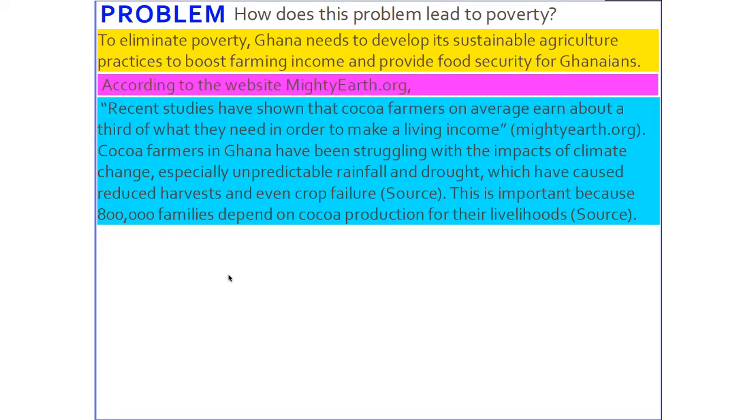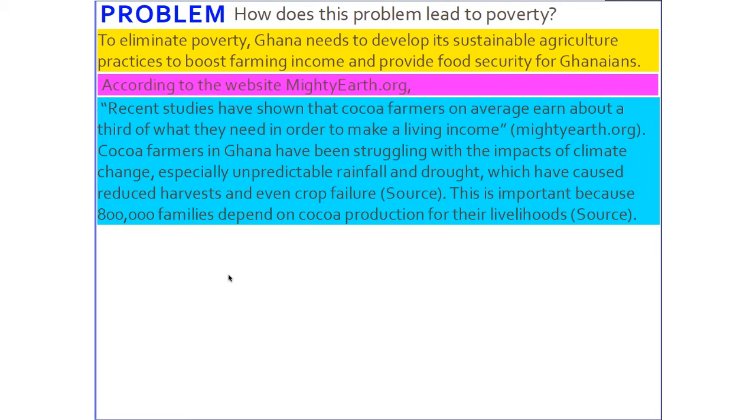So recent studies have shown that cocoa farmers on average earn about a third of what they need in order to make a living income. Cocoa farmers in Ghana have been struggling with the impacts of climate change, especially unpredictable rainfall and drought, which have caused reduced harvests and even crop failure. This is important because 800,000 families depend on cocoa production for their livelihoods.